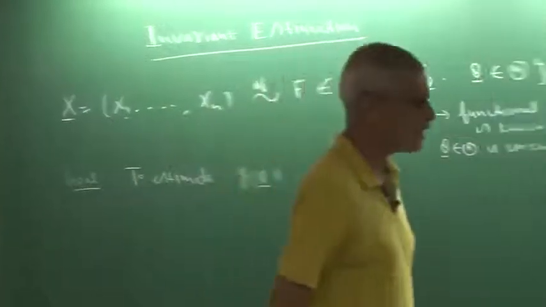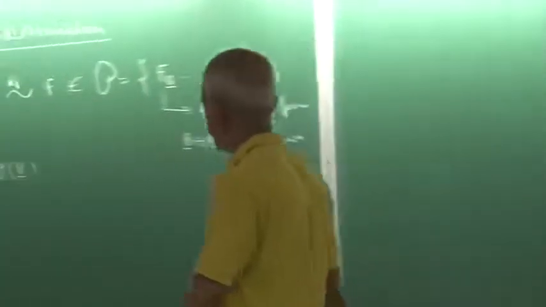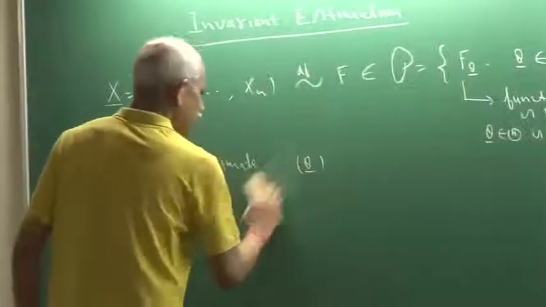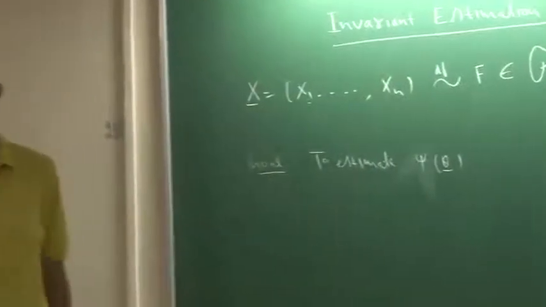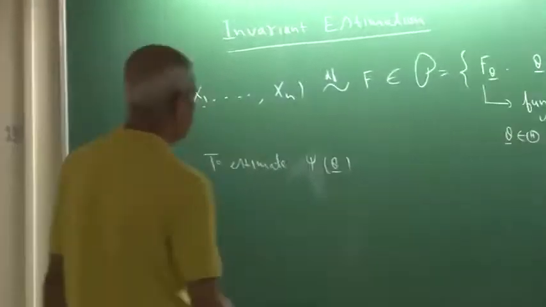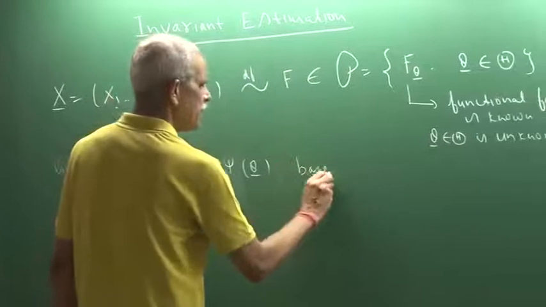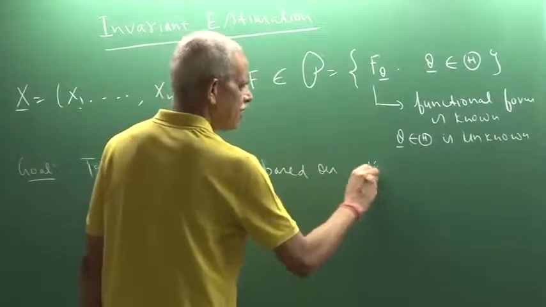I have been consistently using the notation g of theta for the estimand. Now I will be using g for some group of transformations, so let me introduce an alternate notation. Suppose I am interested in estimating psi of theta based on the sample or the data I have.